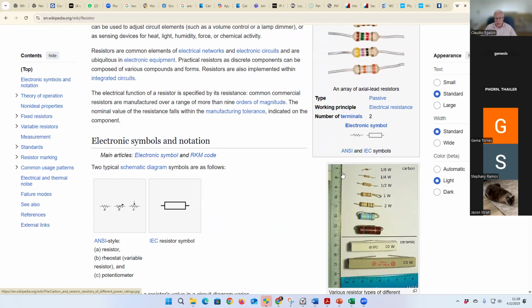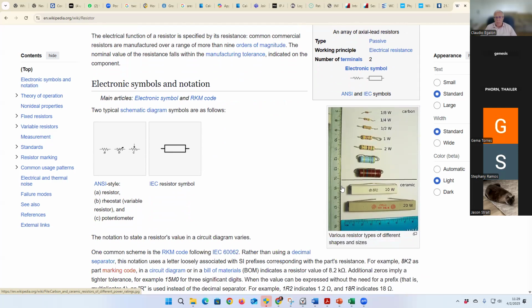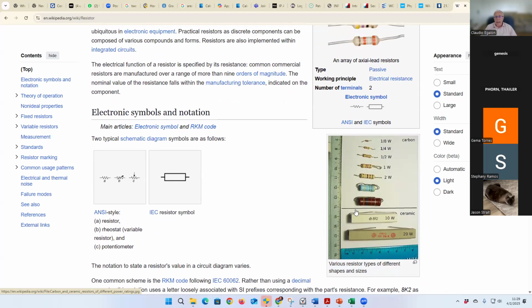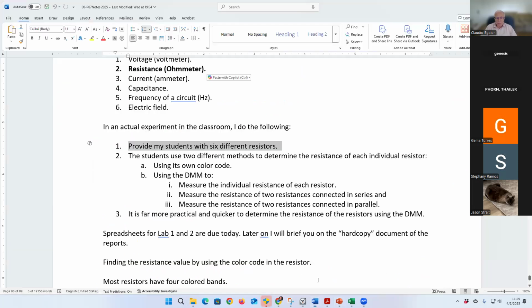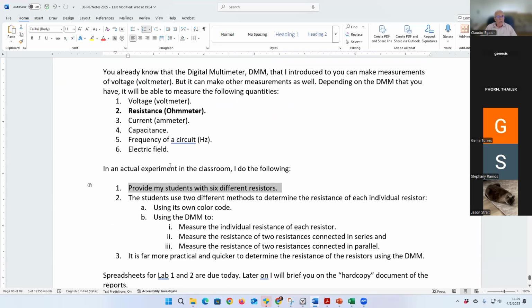Here are different resistor sizes. You can have an idea of the sizes of different resistors. Here is another resistor here. Look at the size. We have a ruler here on the side in centimeters. And then we have even smaller than that, believe me. You have even smaller resistors than that. So going back to my notes, after the experiment in the class, I do the following. Provide the students with 6 different resistors.